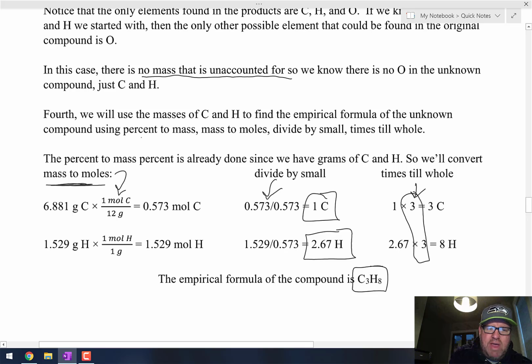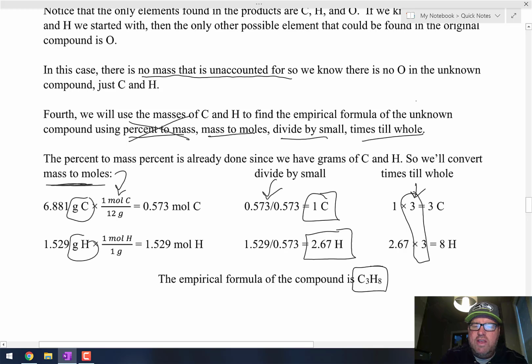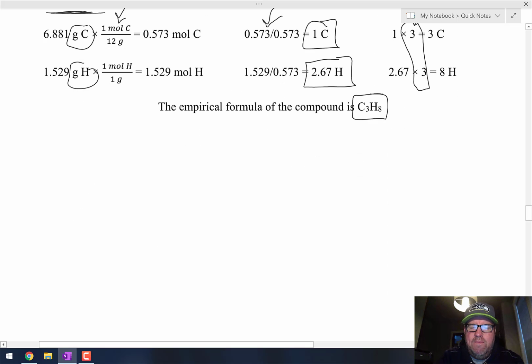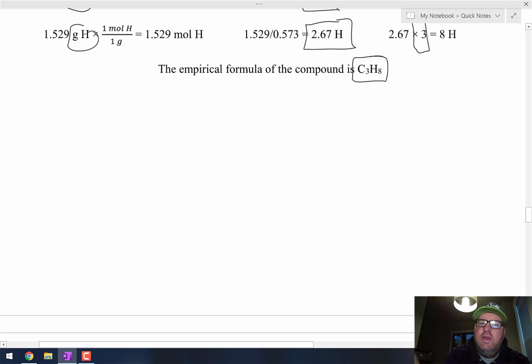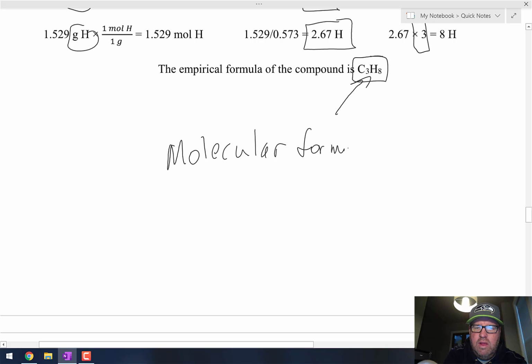Okay, so notice that the one step that we didn't do there was the percent to mass. These are already masses. We've already got those in grams, so we don't need to do that first step. So we just did the mass to moles, divide by small, and then times till whole step. And then just like always, if they say the empirical formula is this, and then they say, oh, by the way, the molecular formula has a mass of, let's say, 132 grams per mole.